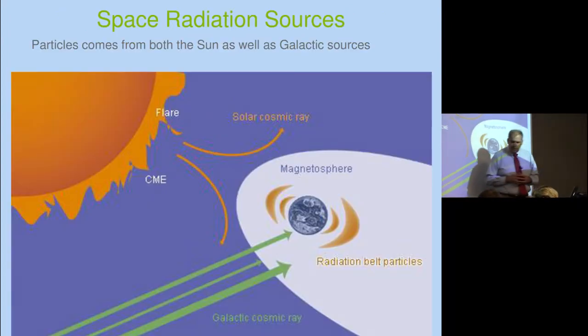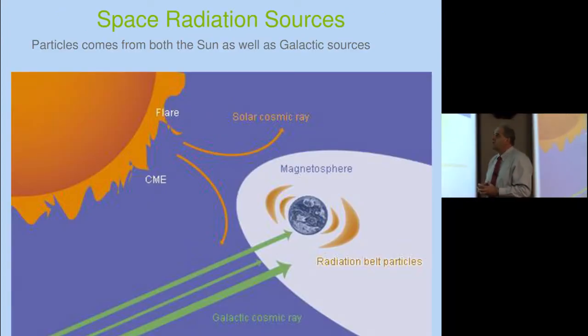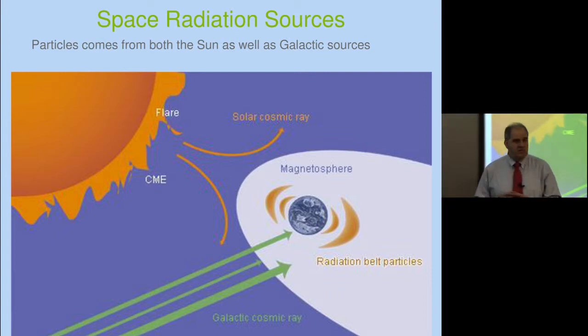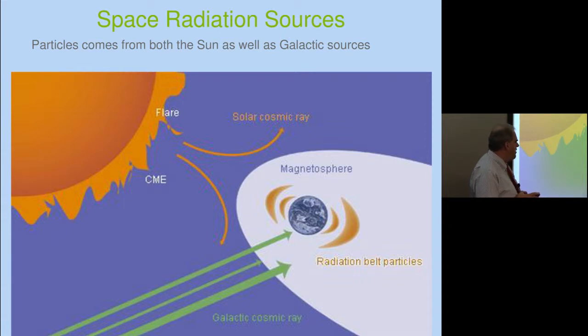So where do these particles come from? One of the primary sources of particles is our sun, which produces copious amounts of particles every second that come to the Earth. We also have particles that come from galactic sources and extragalactic sources, galactic cosmic rays. Those are two primary sources of particles that exist in the region near the Earth or accumulate in the region near the Earth.